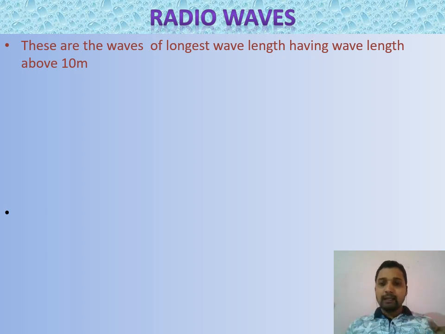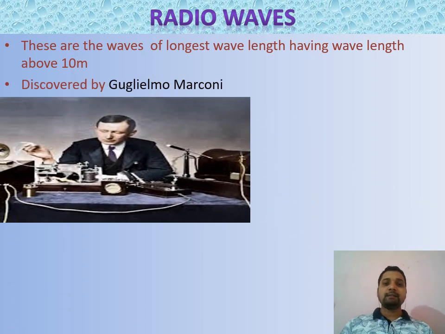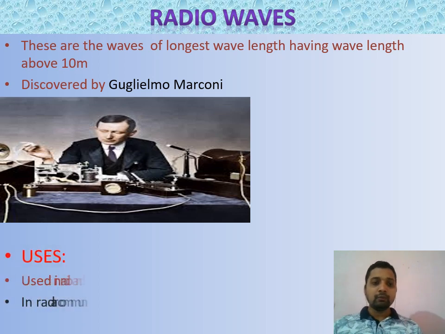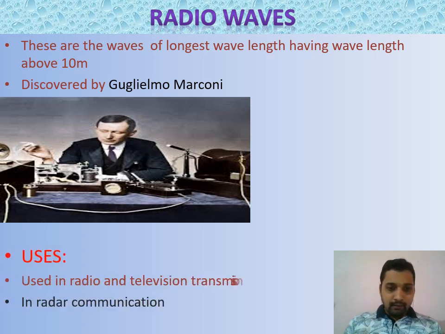What is wavelength? The distance between two consecutive crests is the wavelength. So the wavelength between two consecutive crests in a radio wave is above 10 meter, which is very large. Radio waves were first discovered by the scientist Marconi, the inventor of the radio. Radio waves are mainly used for radio and TV transmission of channels. They are used in radar communication to send signals.